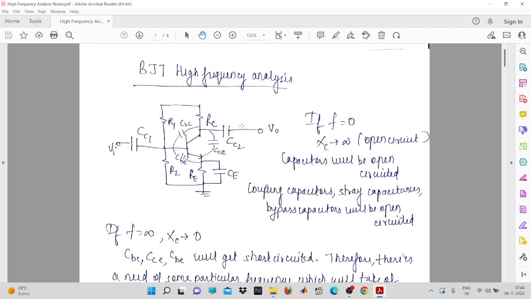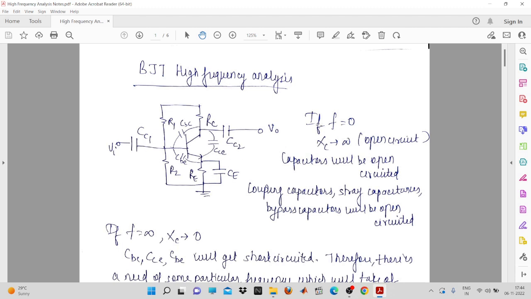Now these CC1, CC2 and CE are externally connected capacitances, and there are some internal capacitances also. We have already had a discussion on these stray capacitances. There is a CBC, which is called a transition capacitance. CBE is called a diffusion capacitance, and there is one more capacitance between the collector terminal and the emitter terminal. So we will have a discussion on how these capacitances behave at a low frequency and how they behave at a high frequency.